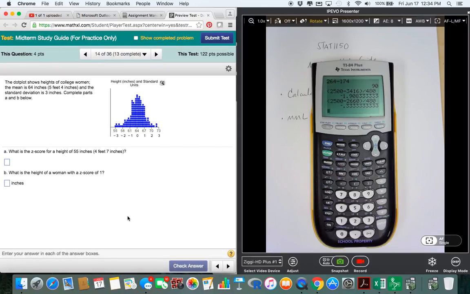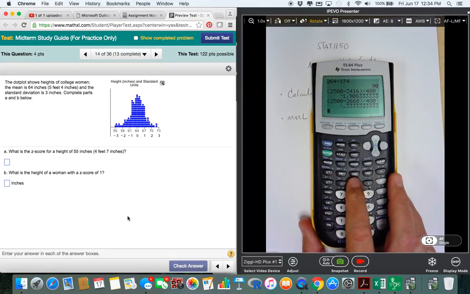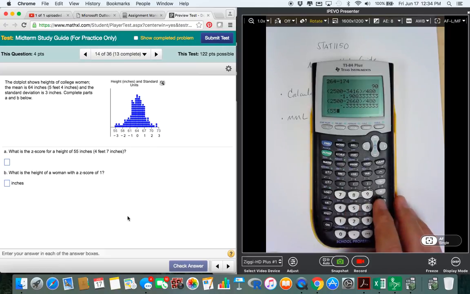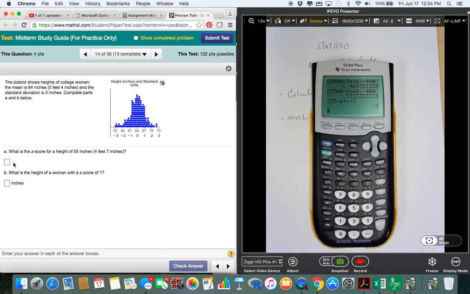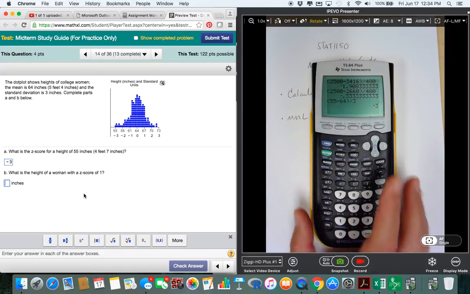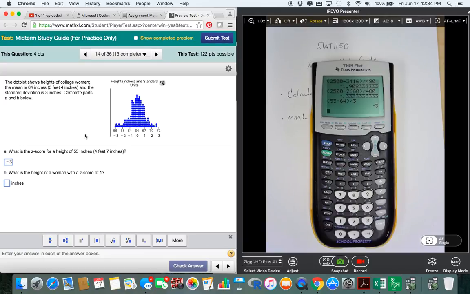Okay, we have a dot plot. What is the z-score for a height of 55 inches? So I want 55 minus the mean, which it says is 64, and divide by the standard deviation, which is 3. So guys, the z-score would be -3. What is the height of a woman with a z-score of 1? Well, a 1 is going to be 1 standard deviation above the mean, so all I have to do is add the standard deviation to the mean and get 67 inches.